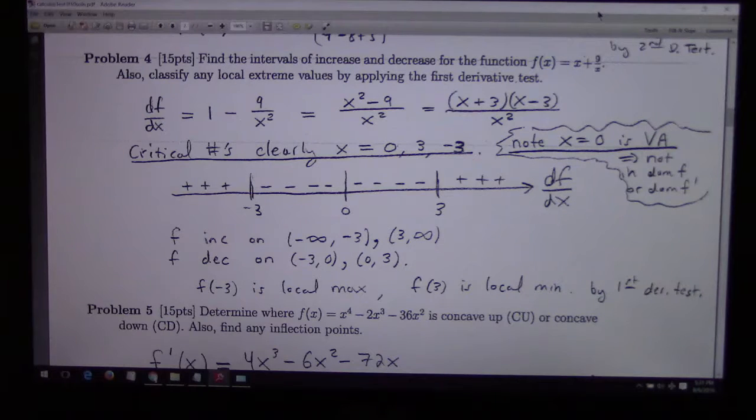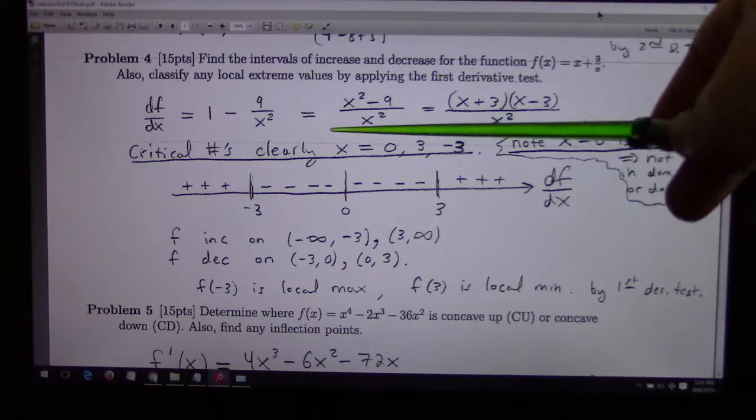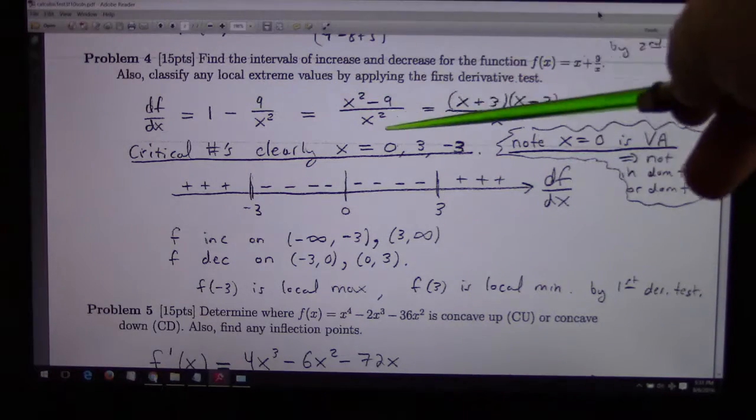I do want you to know how to graph functions using first and second derivative tests and the relation between increasing and decreasing as it relates to the positivity or negativity of the derivative. These are important things to know about, and you should know them. Anyway, here are details. So differentiate, and then I make a common denominator.